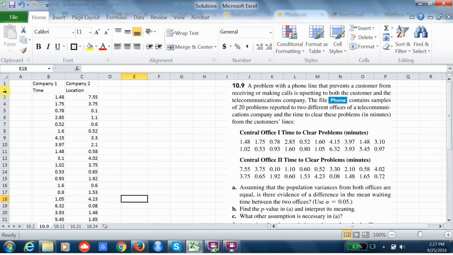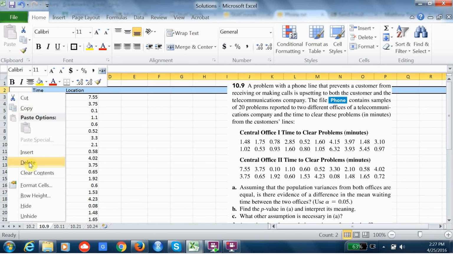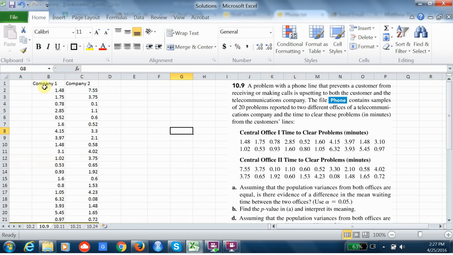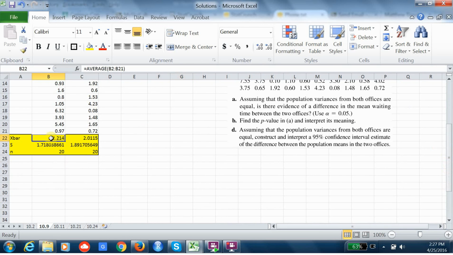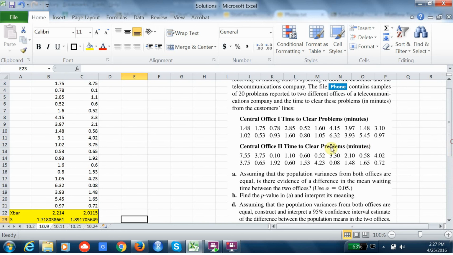I'm going to take this out too. I don't need this particular row. Okay, so that looks good. And just to make sure and check, it should have gone from 2 to 21, and it did. So that's basically the data.